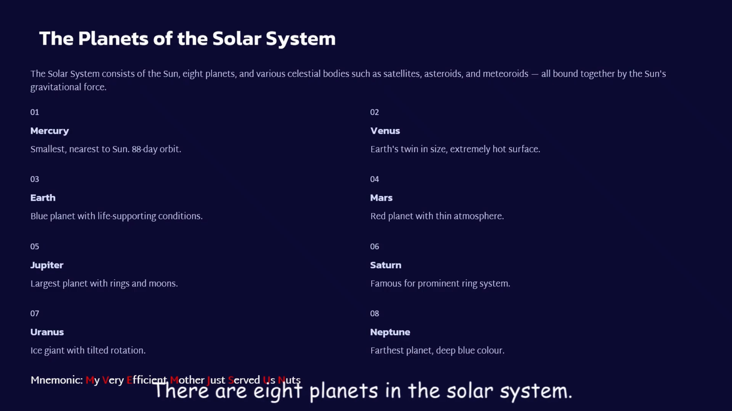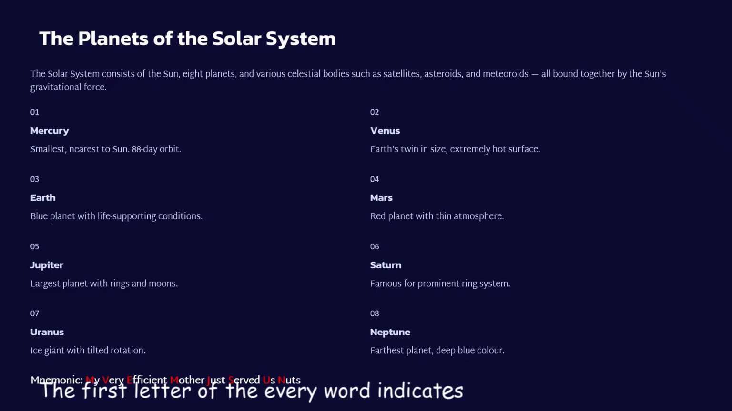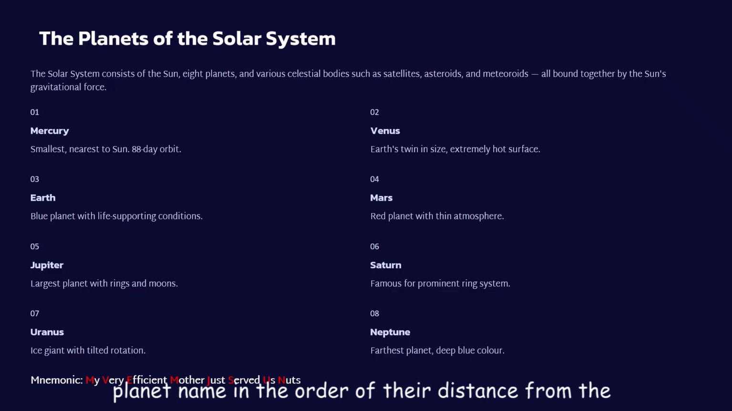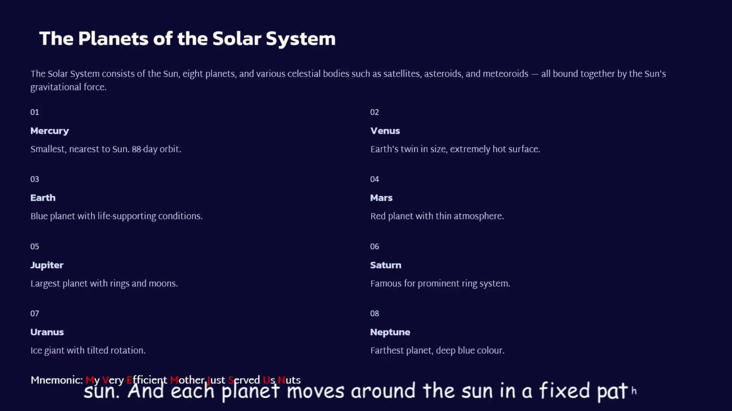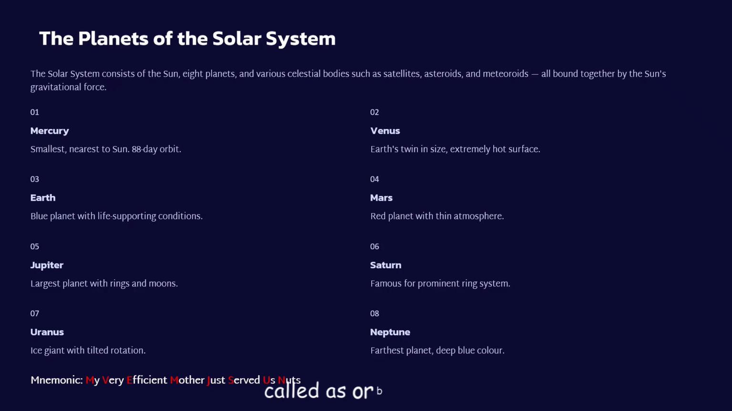There are 8 planets in the solar system: Mercury, Venus, Earth, Mars, Jupiter, Saturn, Uranus and Neptune. You can remember them with a simple mnemonic: My Very Efficient Mother Just Served Us Nuts. The first letter of every word indicates the first letter of the planet name in the order of their distance from the sun. And each planet moves around the sun in a fixed path called an orbit.